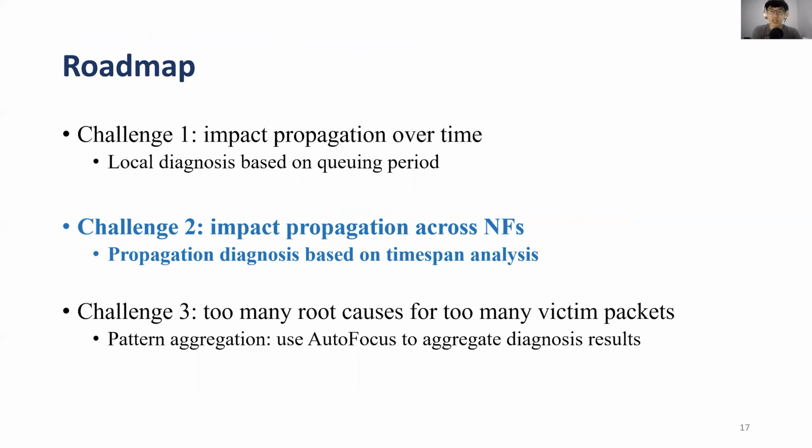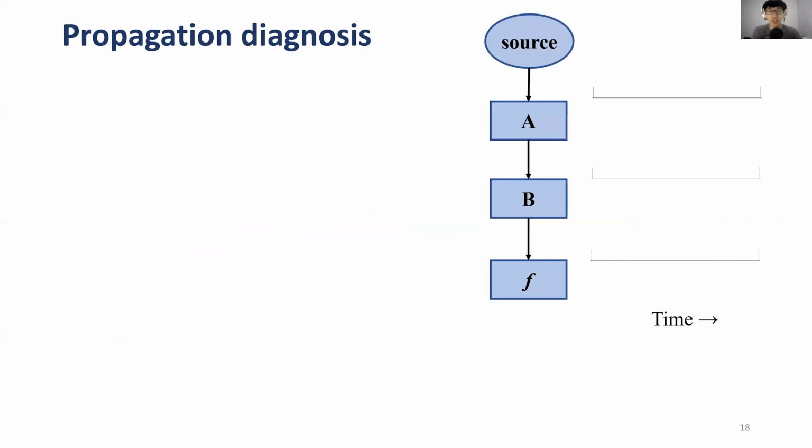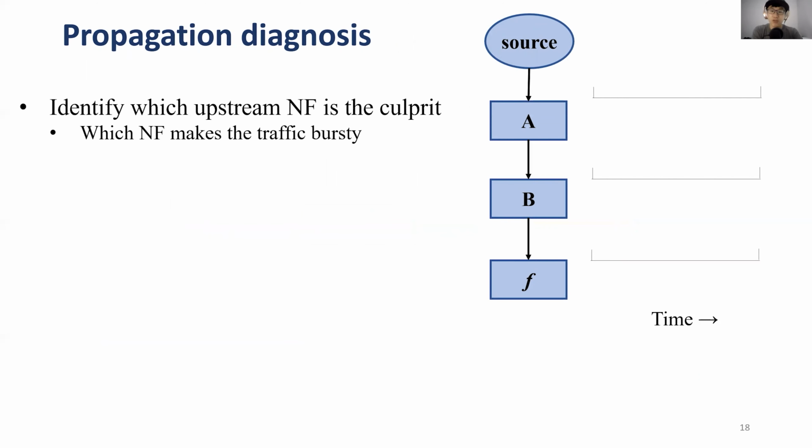Now let's look at the second challenge. Microscope runs propagation diagnosis based on time span analysis to resolve this challenge. After the first step, if the problem is located in the upstream, we need further diagnosis to find out which upstream network function is the culprit. This step is used to do it.